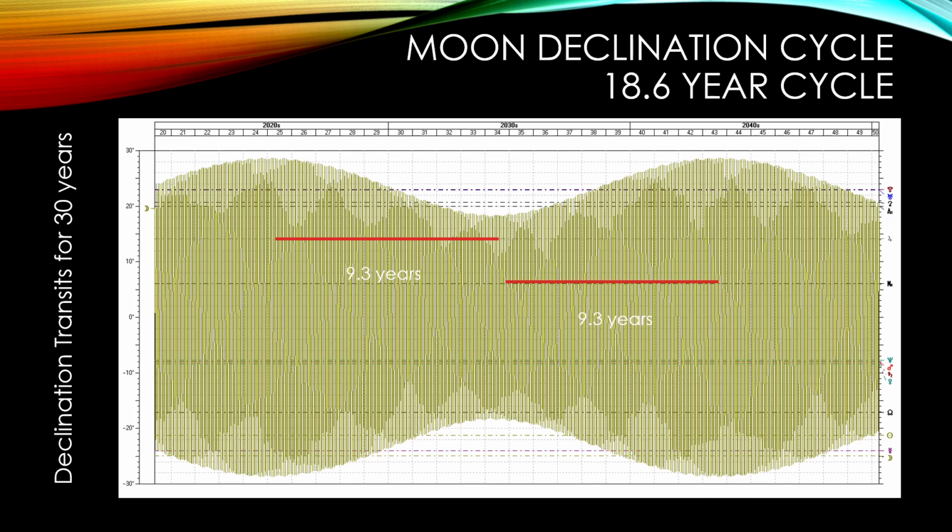So somebody born in the mid 2030s will always have a moon that's within bounds. People born in the mid 2020s and mid 2040s will have the moon out of bounds during the solstice periods.